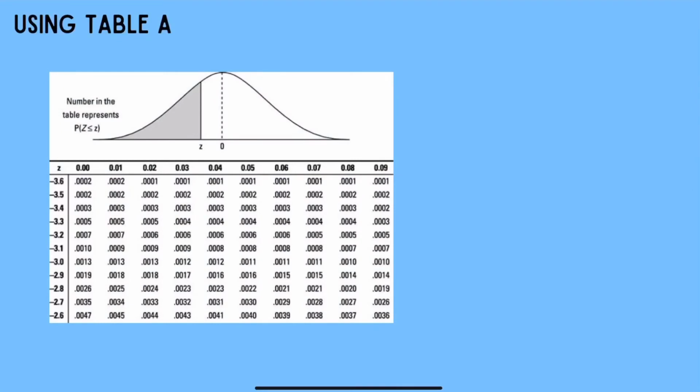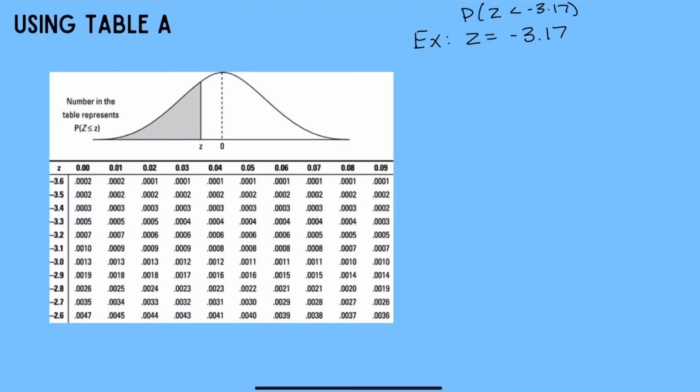Okay, so before we look at actually calculating those probabilities, we need to learn how to use table A first. So let's look at an example z-score here. Let's say we have a z-score of negative 3.17. What table A is going to do is show you the probability of getting less than that z-score. So if we want to find the probability of a z-score less than negative 3.17, we are going to use table A.